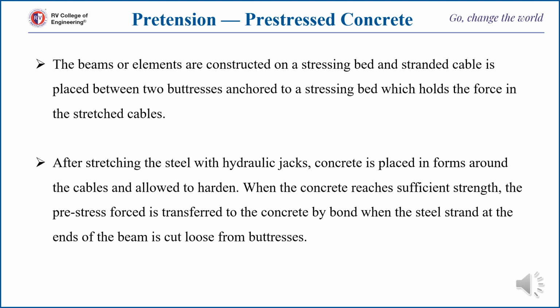Pre-tensioned pre-stressed concrete: the beams or elements are constructed on a stressing bed, and strand cable is placed between two buttresses anchored to the stressing bed, which holds the force in the stretched cables. After stretching the steel with hydraulic jacks, concrete is placed in forms around the cables and allowed to harden. When the concrete reaches sufficient strength, the pre-stress force is transferred to the concrete by bond when the steel strand at the end of the beam is cut loose from the buttresses.